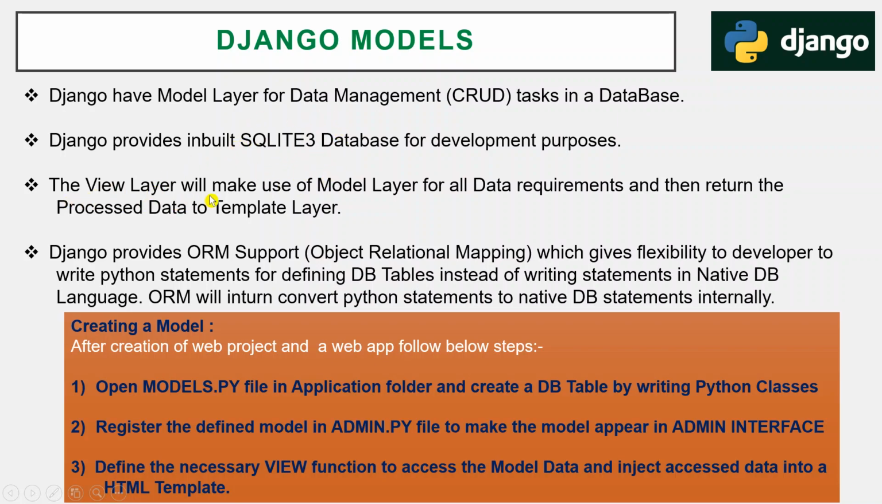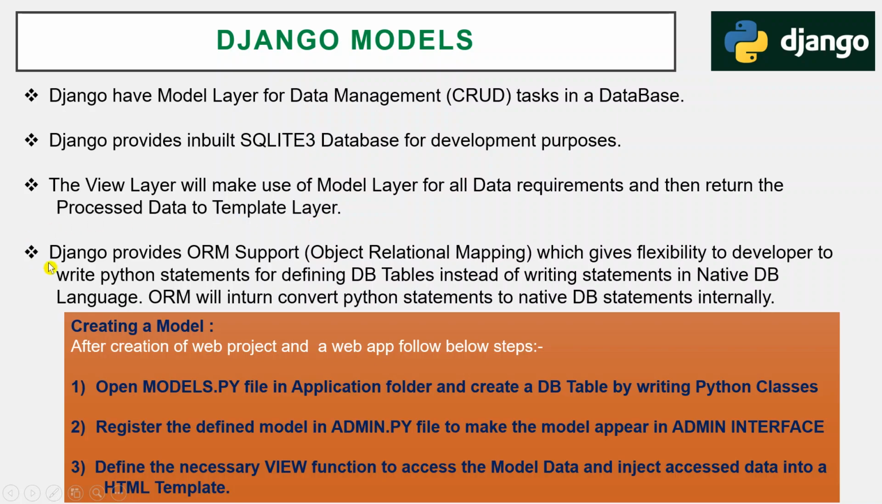And then the view layer will make use of the model layer for all data requirements, and then return the processed data to the template layer. This is the point which we had discussed earlier in the request to response cycle also. The flow is: the view layer will make use of the model layer for all data requirements, and then return the processed data to the template layer.